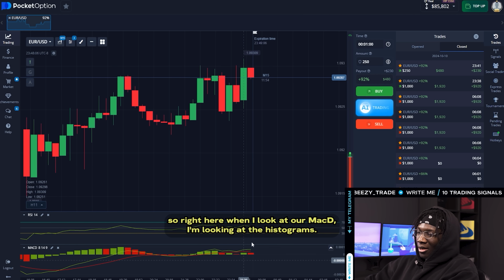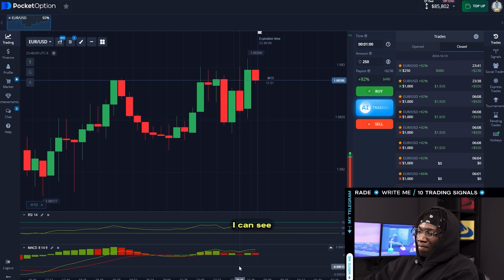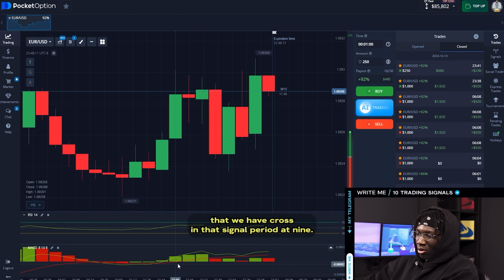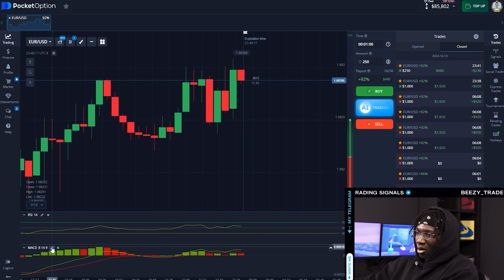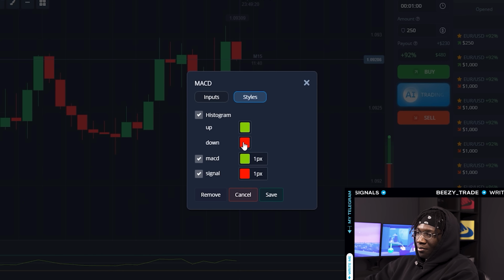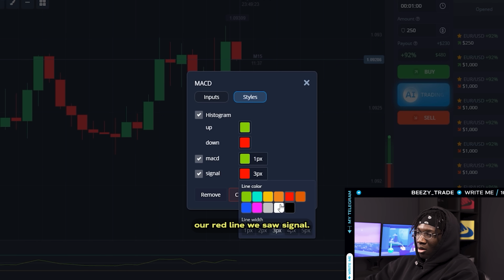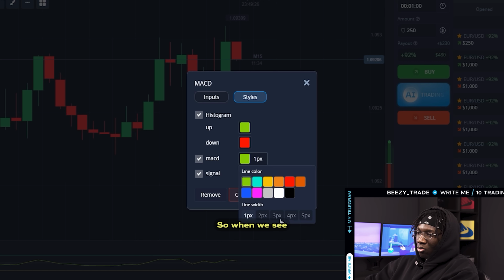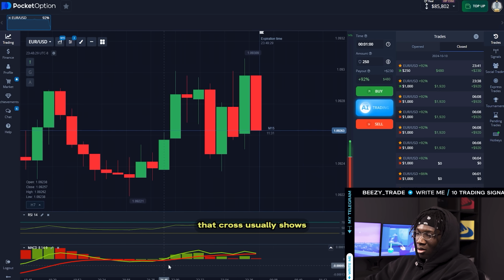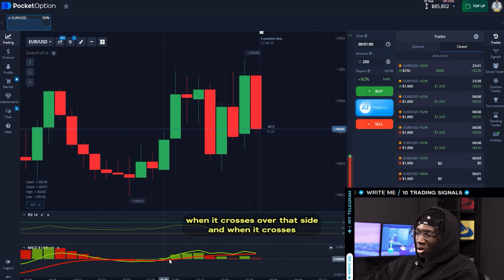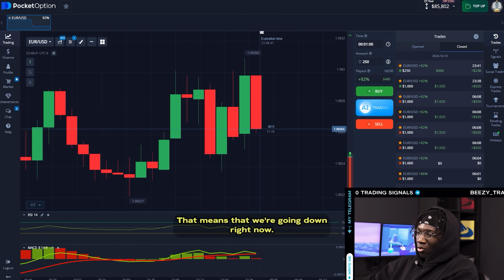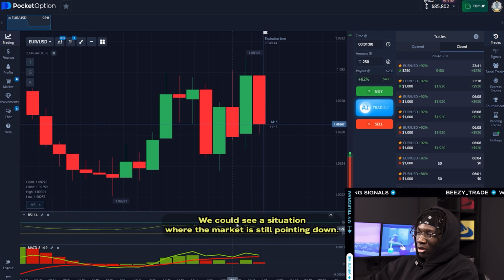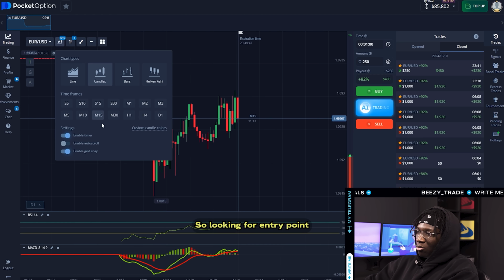So right here, when I look at our MACD, I'm looking at the histograms. I can see that we are crossing that signal period at 9. And we can see our red line, just to make that a little thicker. Our red line, we saw a signal. So when we see that cross, it usually shows an upward trend when it crosses over that side, and when it crosses below it, that means that we're going down. Right now we can see a situation where the market is still pointed down, so looking for an entry point.